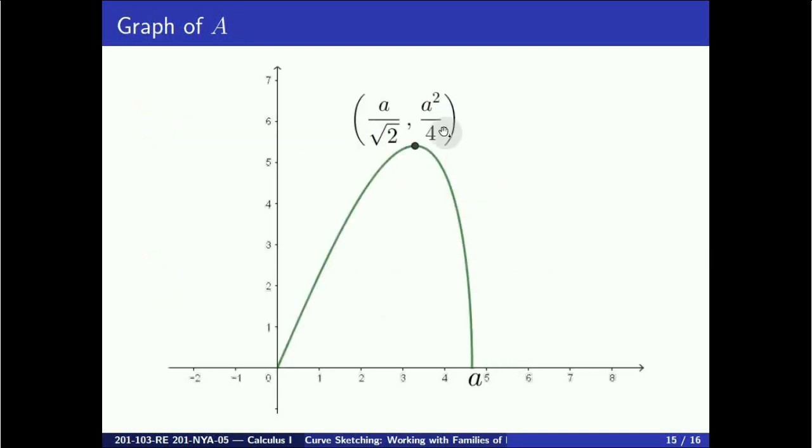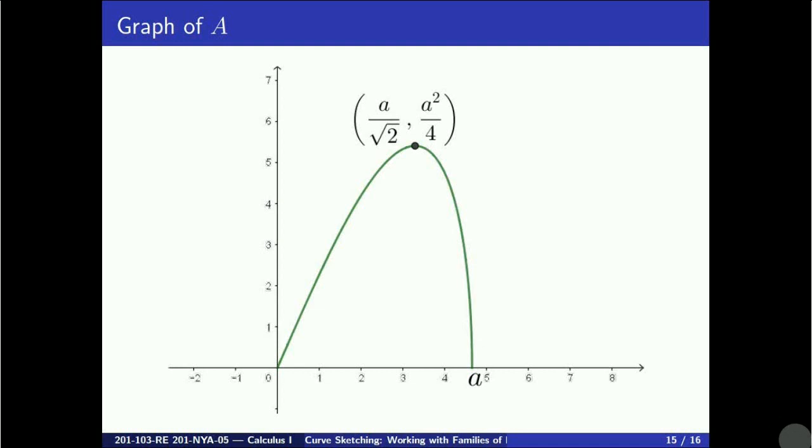The figure illustrates the graph of the function a of x with its maximum in a over root of 2, a squared over 4. And as we vary a, we can vary the graph of the function. Its main features remain, but the maximum and the domain change values as a changes. So this graph confirms what we had seen in GeoGebra in the first place, merely that the graph is always concave down and that it has a maximum.